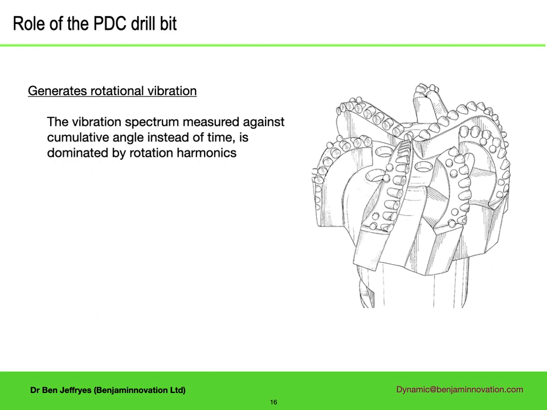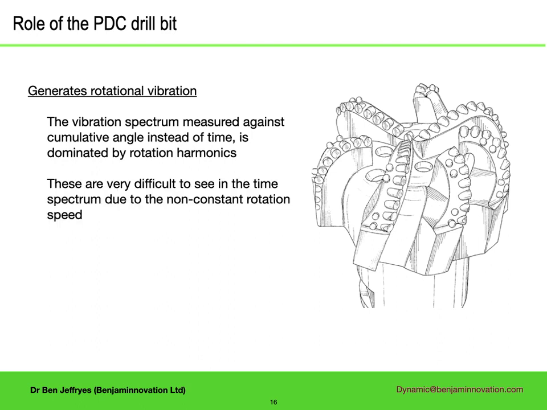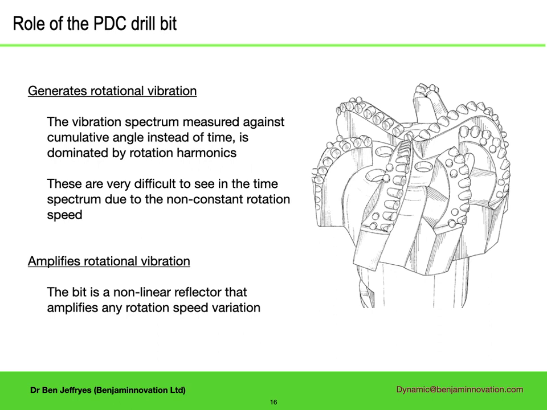As the rock is not a uniform material, this generates vibration, so you would expect to see vibration at the rotation speed and its multiples. But in the spectra I showed you, this is not visible. However, if you plot the data correctly, it is. If, instead of using clock time, you use cumulative angle, then the data spectrum is dominated by harmonics. But in the normal time spectrum, because the rotation speed varies so much, the harmonics wash out, and the only visible structure comes from the drill string resonances.